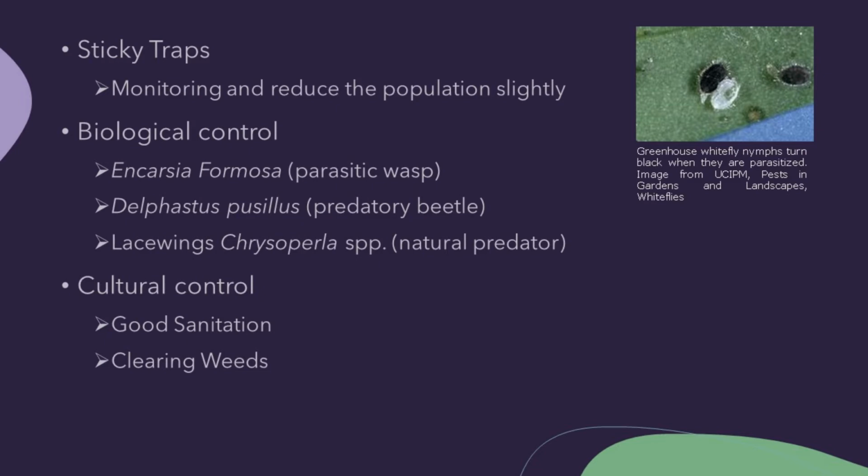Then we have biological control with Encarsia formosa, which is a parasitic wasp, Delphastus pusillus, a predatory beetle, and also lacewing of the Chrysoperla species, which is a natural predator. For the image on this slide, we can see that the nymphs will turn black when they are parasitized.